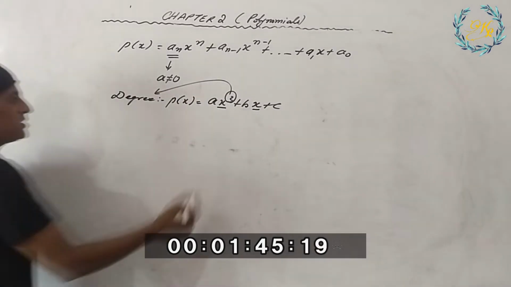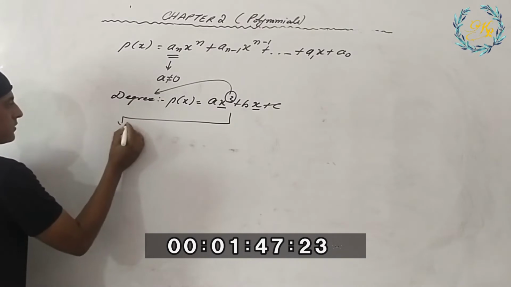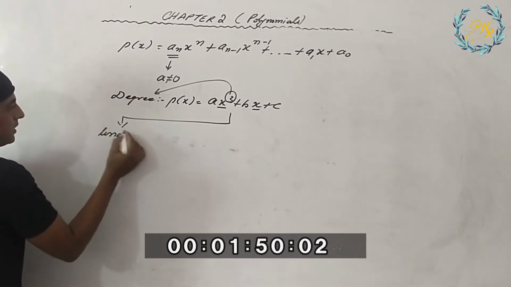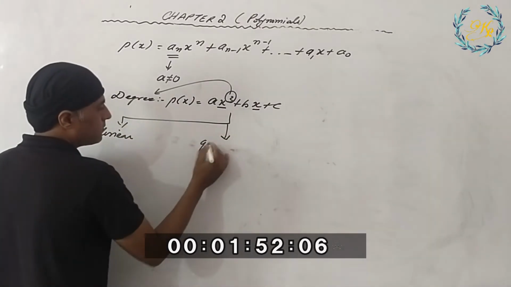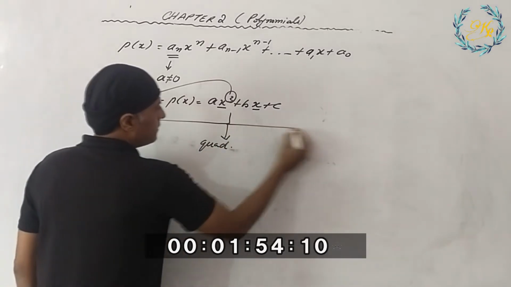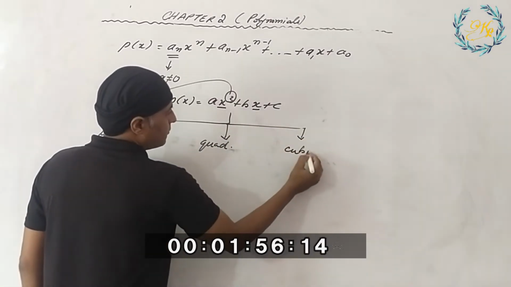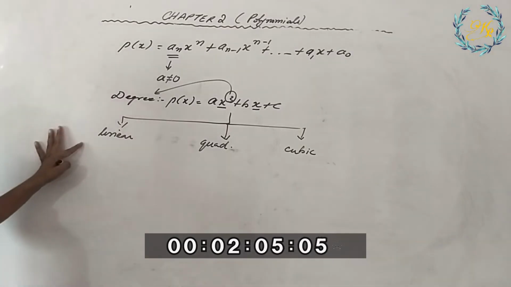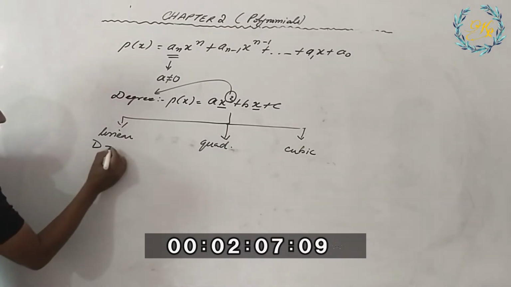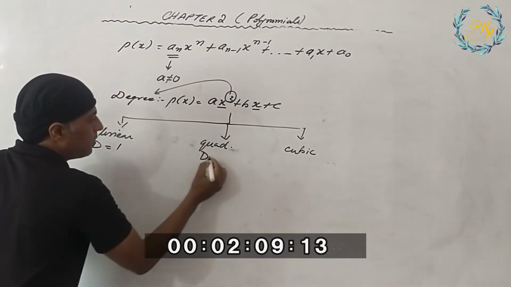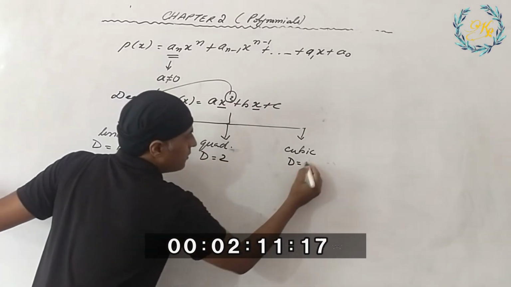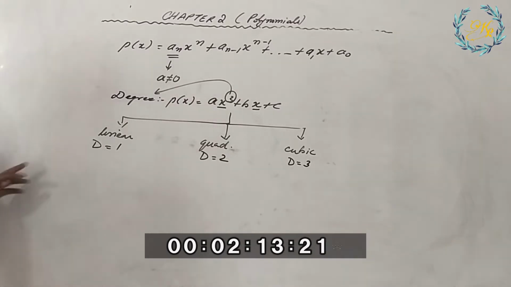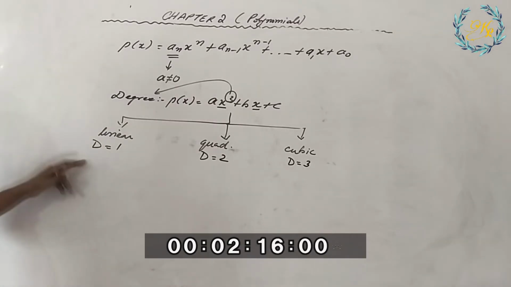Now polynomials are of three types. Number 1, linear polynomial. Number 2, quadratic polynomial. Number 3, cubic polynomial. Now let's see the differences between these three. A polynomial of degree 1, a polynomial of degree 2, a polynomial of degree 3. Now, a polynomial of degree 1 is called a linear polynomial.